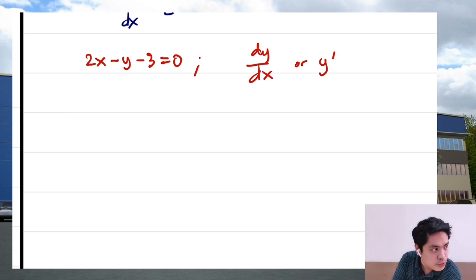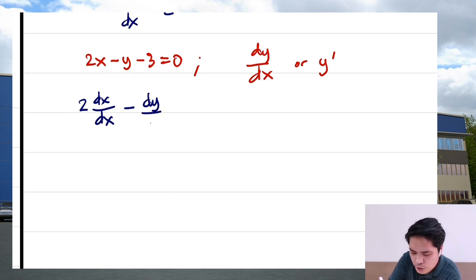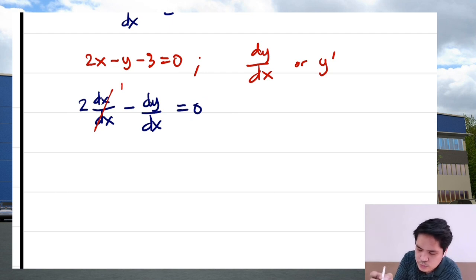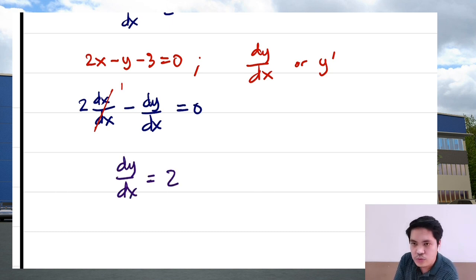What is the derivative of 2x? That would be 2 times the derivative of x with respect to x. Then minus, what is the derivative of y with respect to x? That is the derivative of y with respect to x. And then minus the derivative of 3, which is 0. So minus 0, that's equal to 0. And again, this is just equal to 1. So therefore, we'll obtain the same result, which is dy over dx equal to 2.